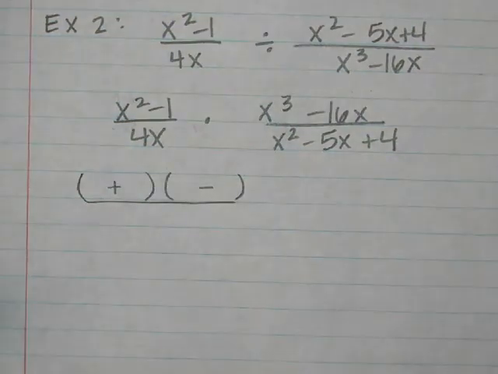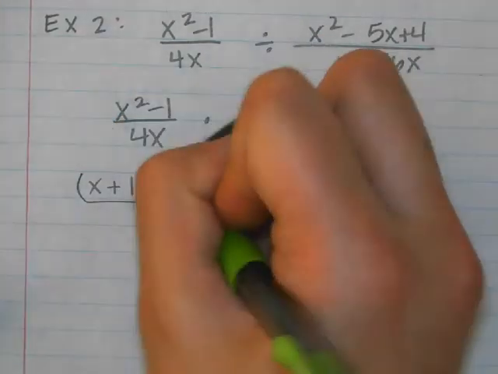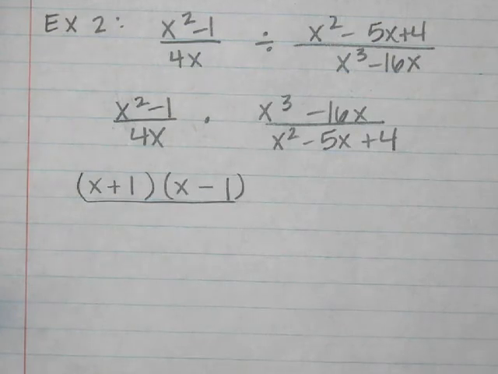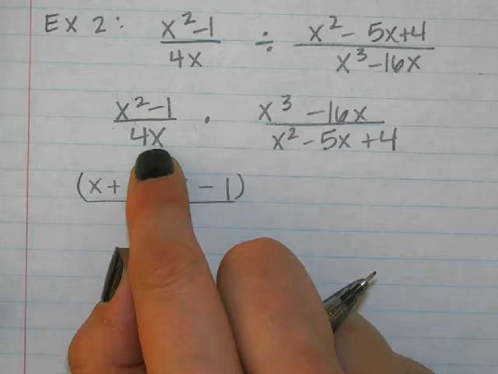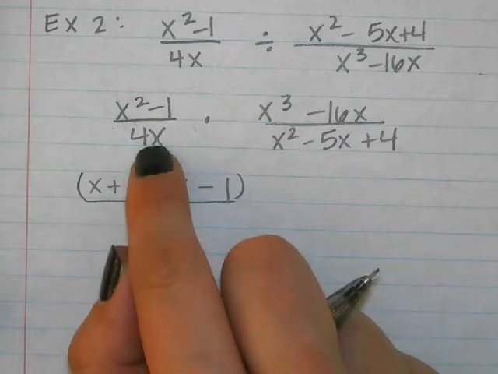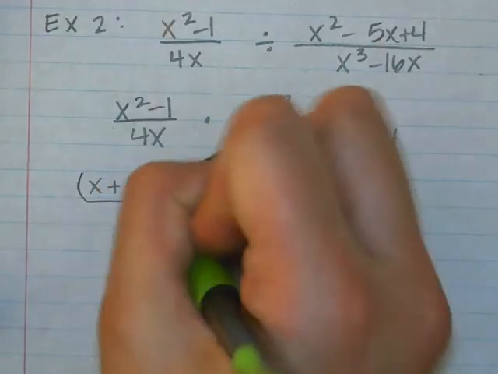Anyone know what those factors are? X plus 1, x minus 1. Does the 4x on the bottom factor? No, and it's already written as multiplication, isn't it? 4 times x? Okay, that one's ready.